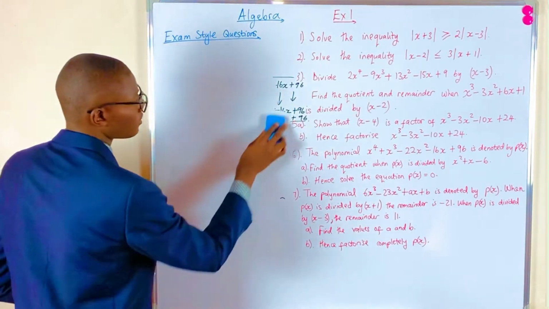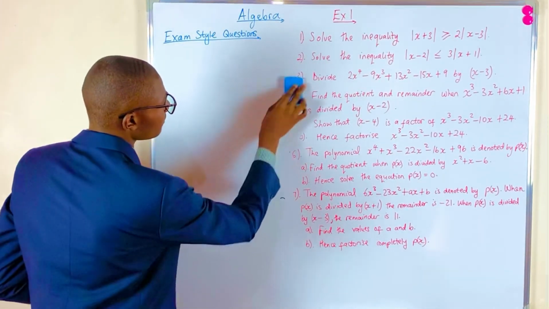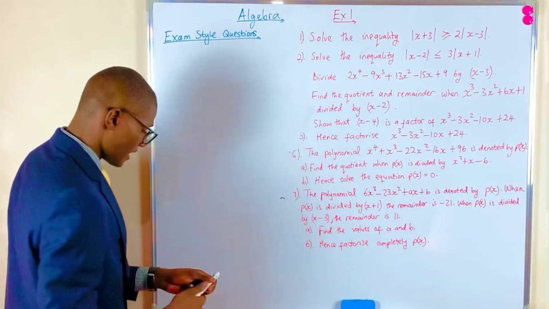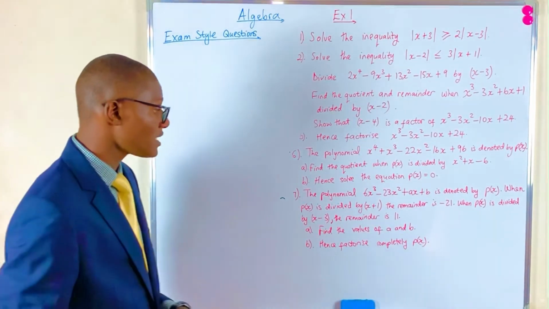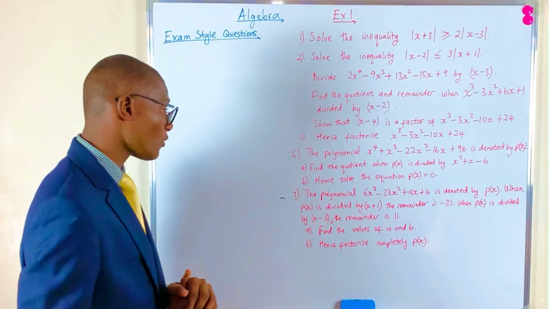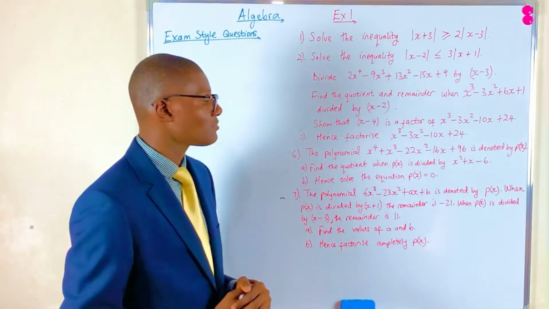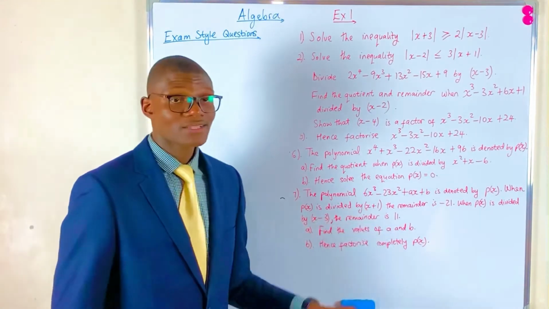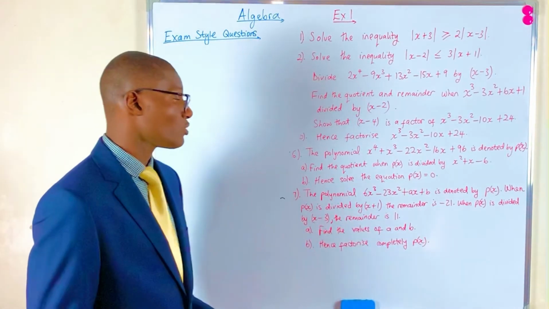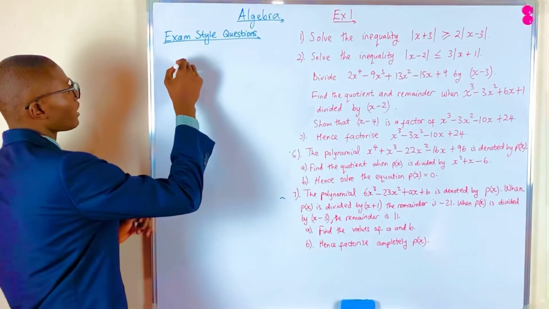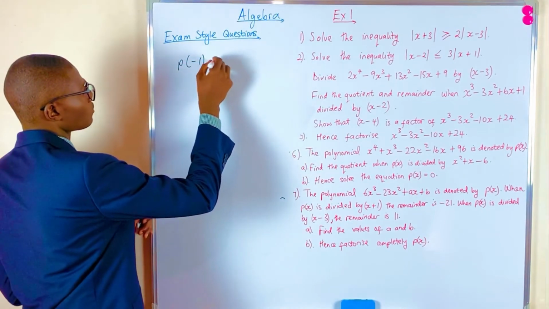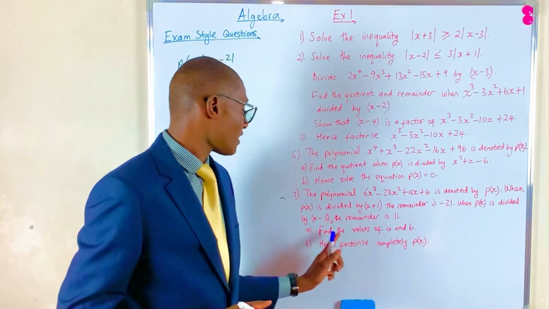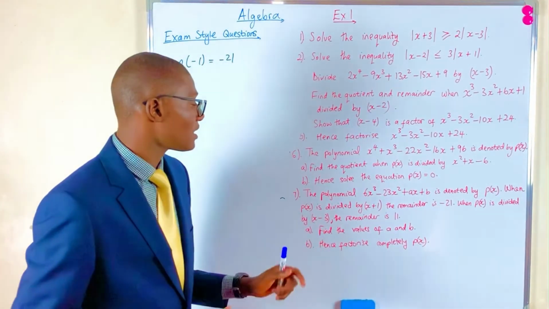Okay, so now for number 7. It says that the polynomial 6x to the power of 3 minus 24x squared plus ax plus b is denoted by p of x. When p of x is divided by x plus 1, the remainder is minus 21. So p of minus 1 is equal to minus 21.